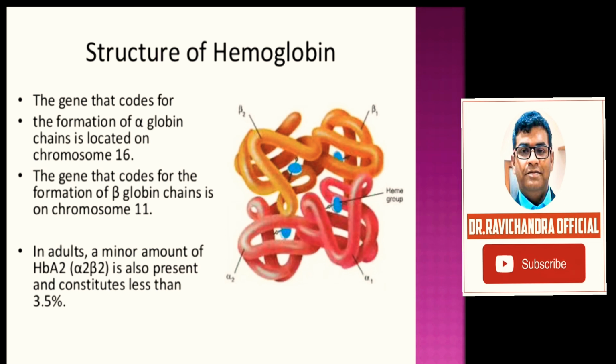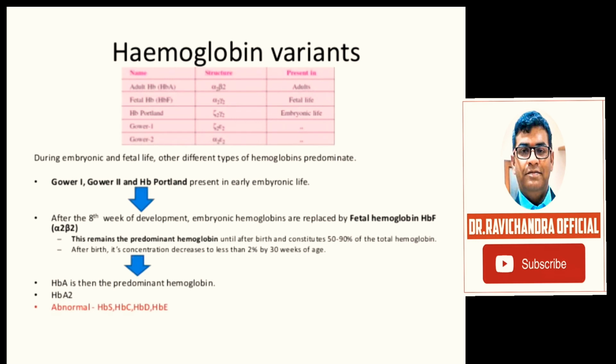Coming to the structure of hemoglobin, the gene that helps in the formation of the alpha globin chain is located on chromosome 16. The gene that codes for the formation of beta globin chains is present on chromosome 11. In adults, a minor amount of hemoglobin A2 with alpha 2 delta 2 chains is also present and constitutes less than 3.5%. There are various hemoglobin variants: hemoglobin A, hemoglobin F, hemoglobin S. Hemoglobin A is seen in adults and hemoglobin F is seen in fetal life.